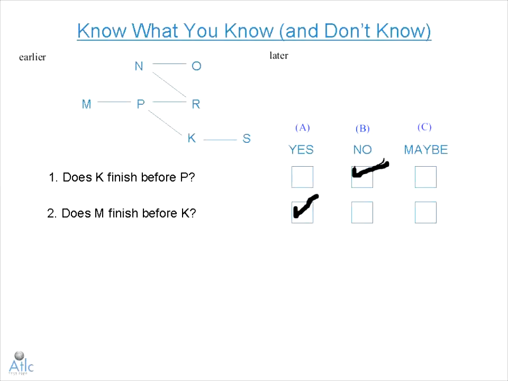Now, how do we know that M finishes before K? Probably obvious to a lot of people, but Mike, would you jump on the mic and explain how you know that? Because on the diagram, M is before P, P is before K, so therefore M also has to be before K. Beautiful. Exactly. It's a chain of relationships. M's before P, P's before K, so we know the relationship.